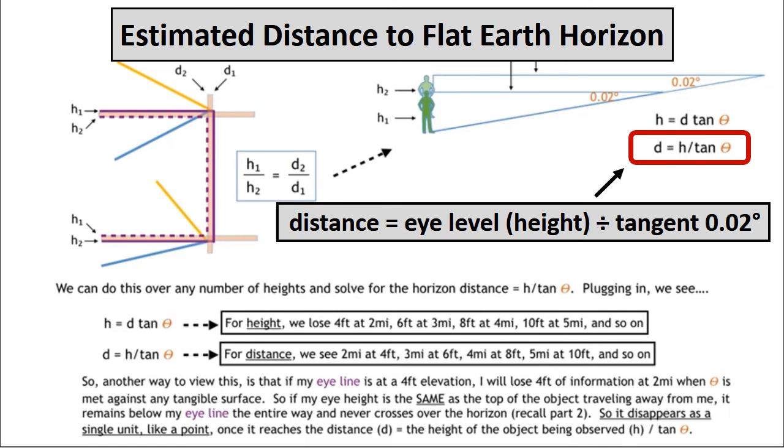So there you have it. Everyone agrees we can estimate the distance to the flat Earth horizon using this formula. Distance equals eye level divided by the tangent of 0.02 degrees.